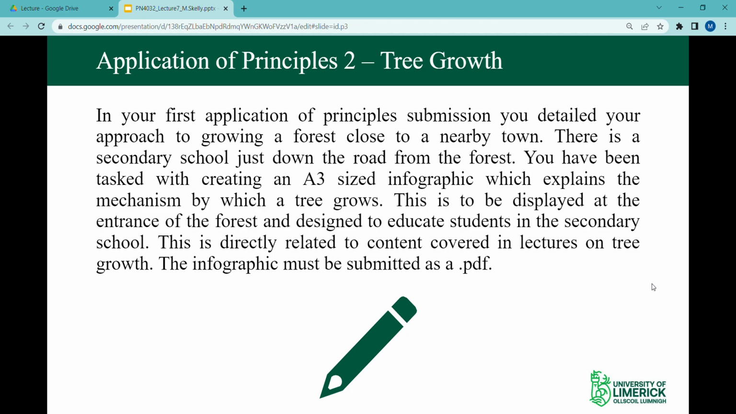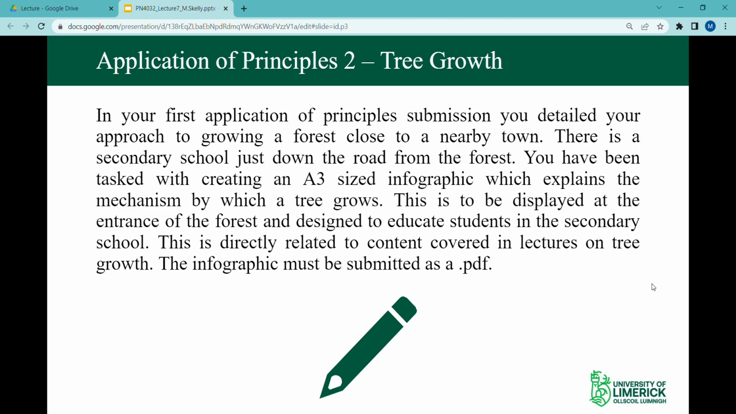This is directly related to content covered in lectures on tree growth, and the infographic must be submitted as a PDF in your lab time. Again, you can sketch it, you can use PowerPoint, you can use slides, you can use digital graphic programs, whatever you want to use to present your information as best you can. Very similar concept to that with the CBA. There's no exact method to present your information in, as long as we have an infographic that can be displayed outside the entrance to the forest that you're talking about planting. Pay attention to your target group. Pay attention to what we're asking you to talk about. We're looking to talk about the mechanism by which a tree grows.